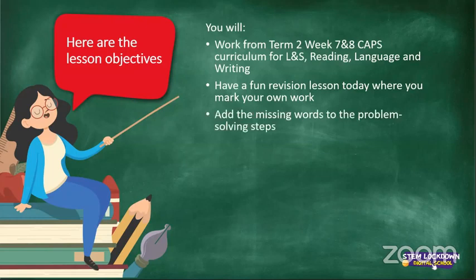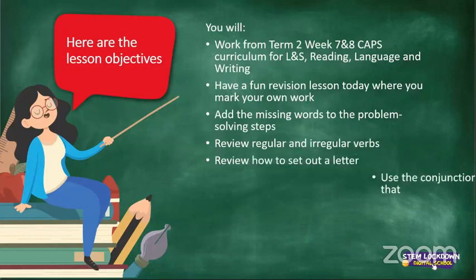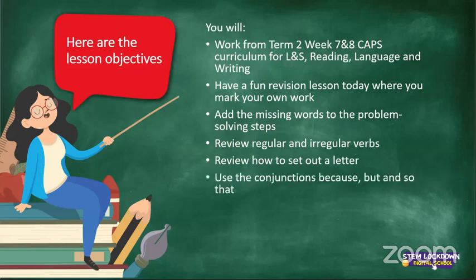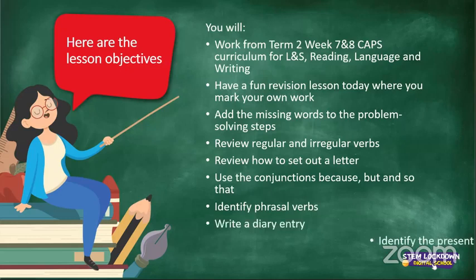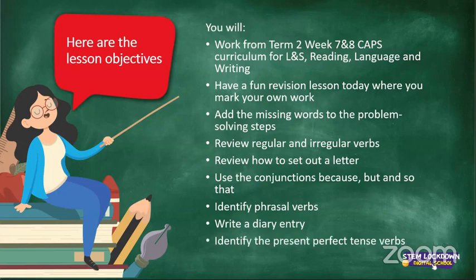You'll be adding missing words to the problem-solving steps. You'll review regular and irregular verbs. You'll review how to set out a letter. You'll use the conjunctions because, but, and so that. You'll identify phrasal verbs, and you'll write a diary entry, and you'll identify the present perfect tense verbs. So we're doing all the things that we've done over the last 2 weeks for weeks 5 and 6, and now we are having a revision lesson about those things.